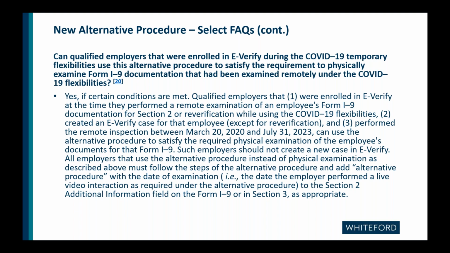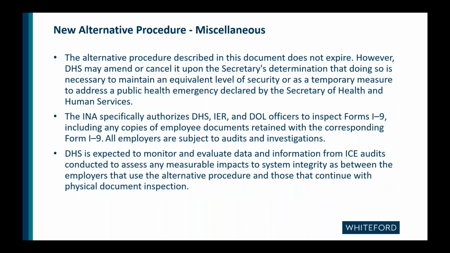All employers that use the procedure instead of physical examination must follow the steps of the alternate procedure and add "alternate procedure" with the date of examination on the form in section 2 and additional information on the form in section 3 as appropriate. The alternative procedure does not expire, but DHS may amend or cancel it based on the Secretary's determination that doing so is necessary to maintain a level of security.